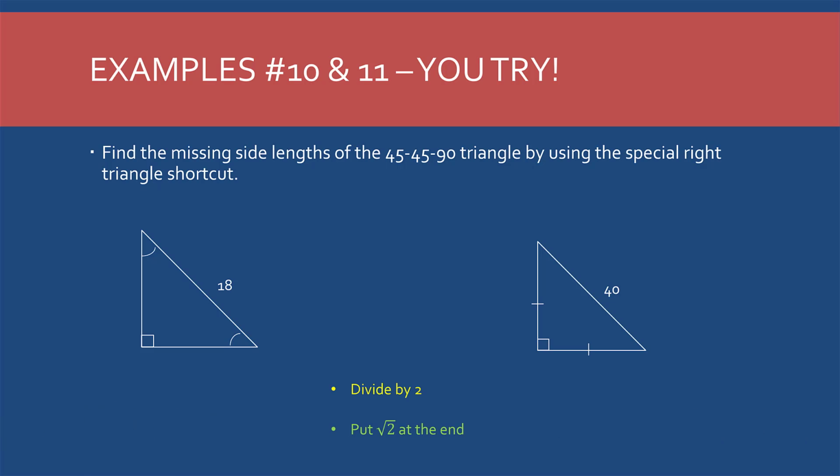All right, so let's check your answers. When you divide by 2 and then put the square root of 2 at the end, these are the side lengths you get for both of those triangles. 9 square root 2 with a hypotenuse of 18, and then 20 square root 2 with a hypotenuse of 40.